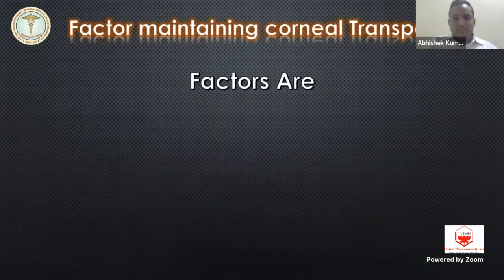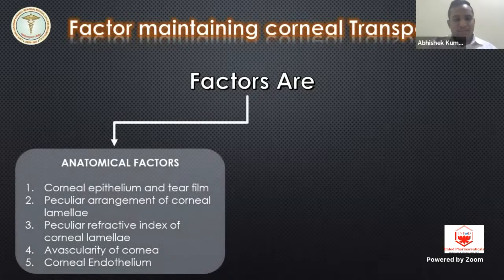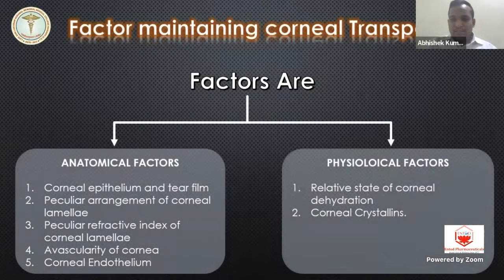Now the factors responsible for maintaining corneal transparency. The factors can be grouped under two categories. First are the anatomical factors, then the physiological factors. The anatomical factors are corneal epithelium and tear film, the peculiar arrangement of the corneal lamellae, peculiar refractive index of the corneal lamellae, avascularity of the cornea, and the corneal endothelium. The physiological factors can be grouped into the relative state of corneal dehydration and the presence of corneal crystallins.